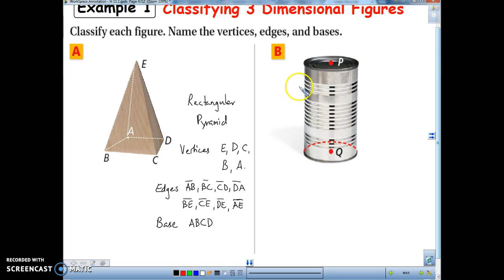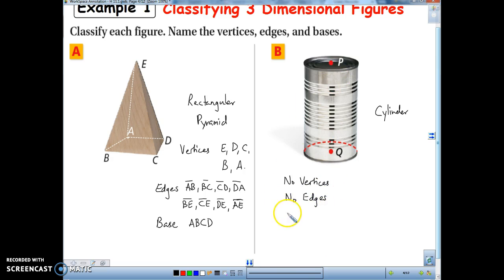Okay. For letter B, they've shown you the hidden line of the circle that makes up the base of this can, and so obviously most of us know that cans make up cylinders, so we would call this a cylinder. Cylinders have no vertices. They have no edges that meet, so there would be no vertices. There would be no edges, because there are no faces that meet. There are only two faces to this.